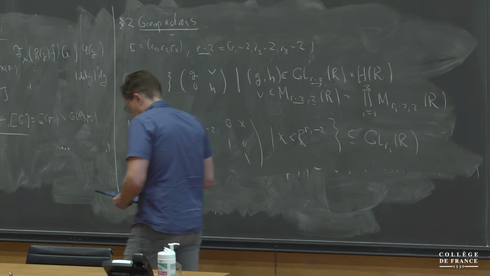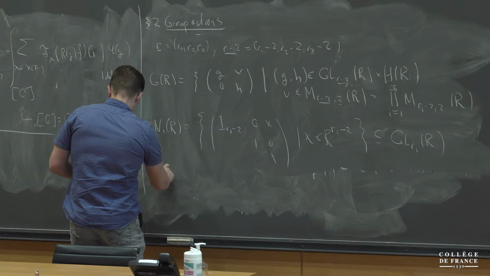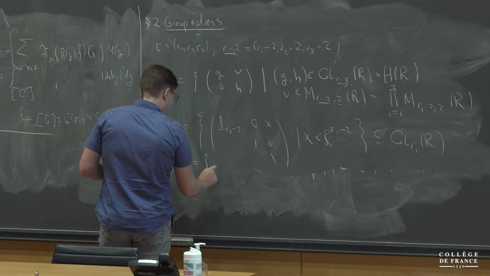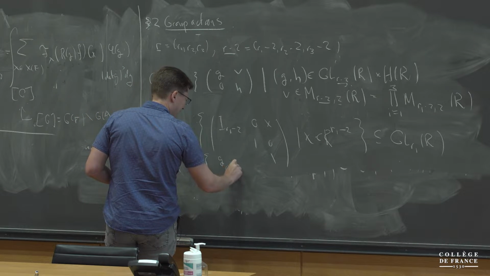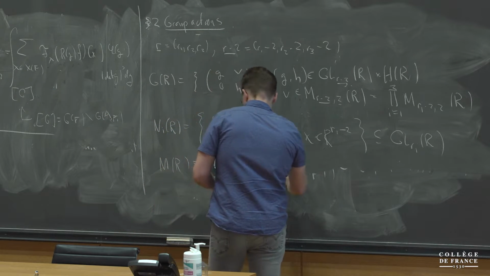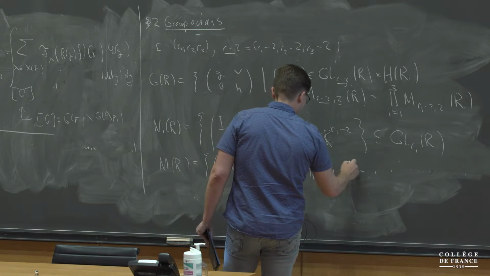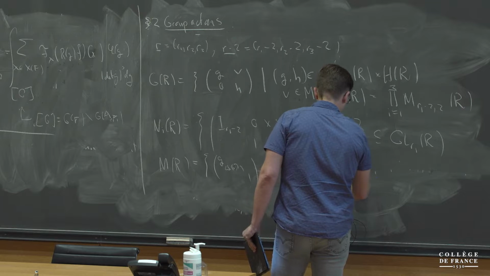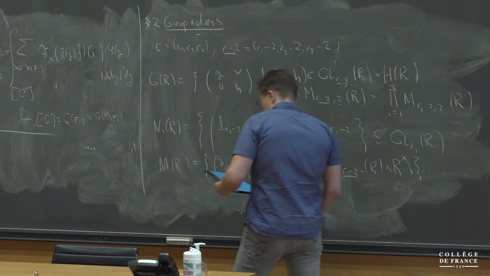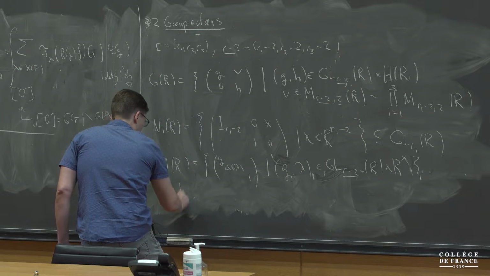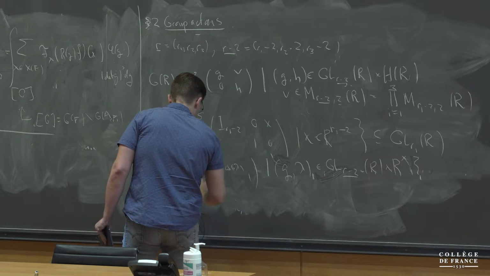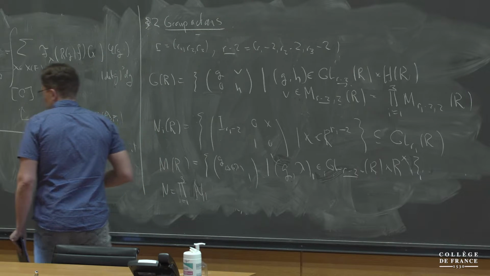I have this unipotent group N_i, consisting of matrices (g, delta, lambda, 1), where g and lambda are in GL_{r-2}(R) and R. And I'll let N be the product from i equals 1 to 3 of N_i. So those are the groups I'm going to use.